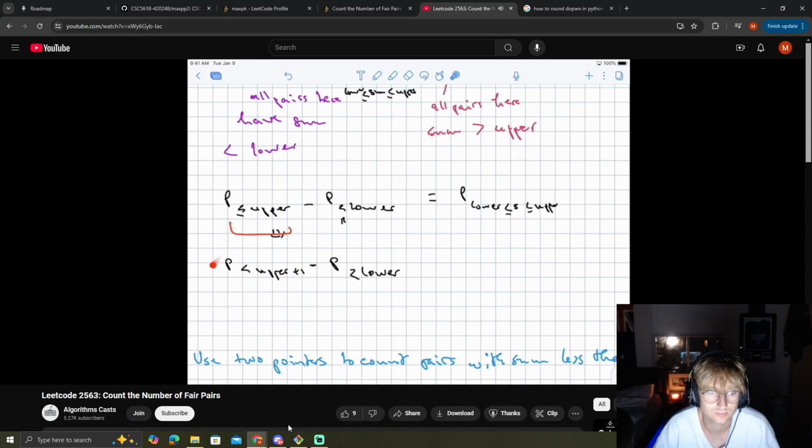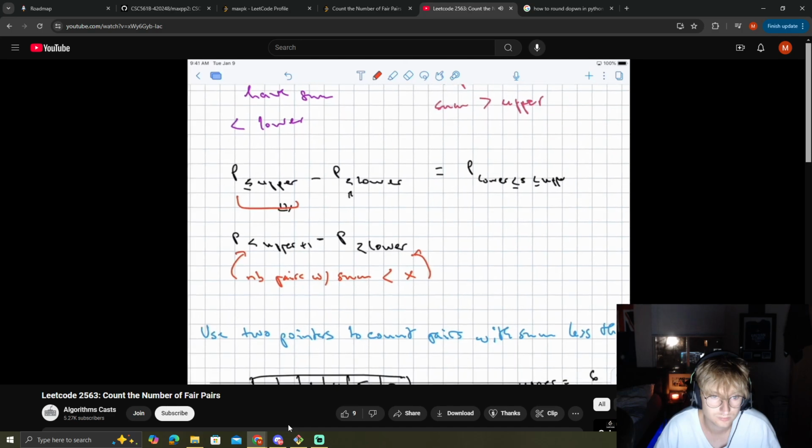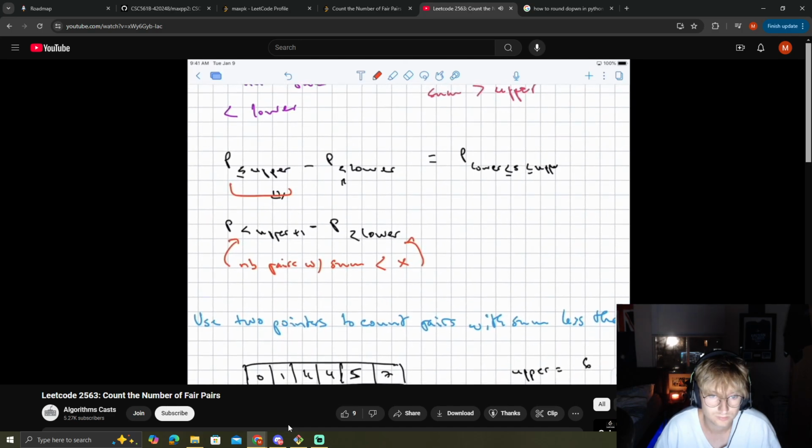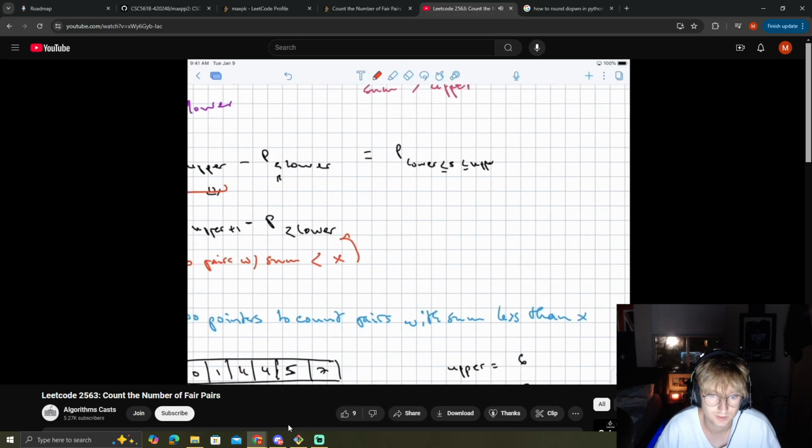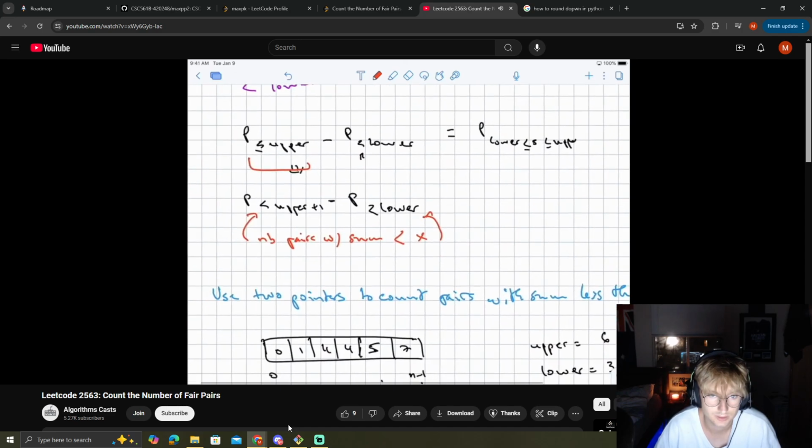Well, we just want the count of pairs of numbers that have the sum smaller than upper plus 1, and we want the count of pairs that have the sum smaller than lower. So we need just one function that calculates the number of pairs with sum smaller than some value x. That's what we want, and if we have this function, we can calculate both this one and this one. And for that, we can actually use two pointers to count the number of pairs with sum smaller than x. And we can apply this only because we sorted the array.